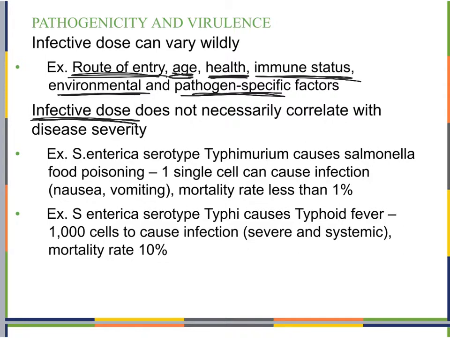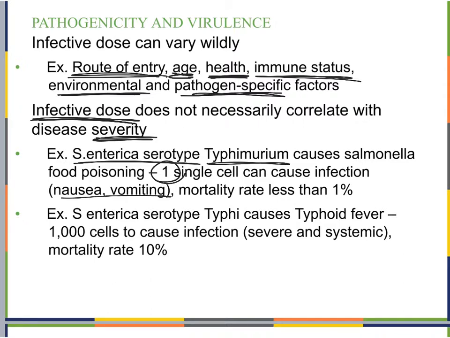So another thing to keep in mind, however, is that the infective dose does not necessarily correlate with the disease severity. So the amount of a pathogen that gets into the body and can cause infection in 50% of the organisms does not necessarily correlate with how severe a particular disease is. So for example, S. enterica serotype typhimurium causes salmonella, so salmonella food poisoning. One single cell can cause an infection. So that is our infectious dose. Our median infectious dose is one single cell.